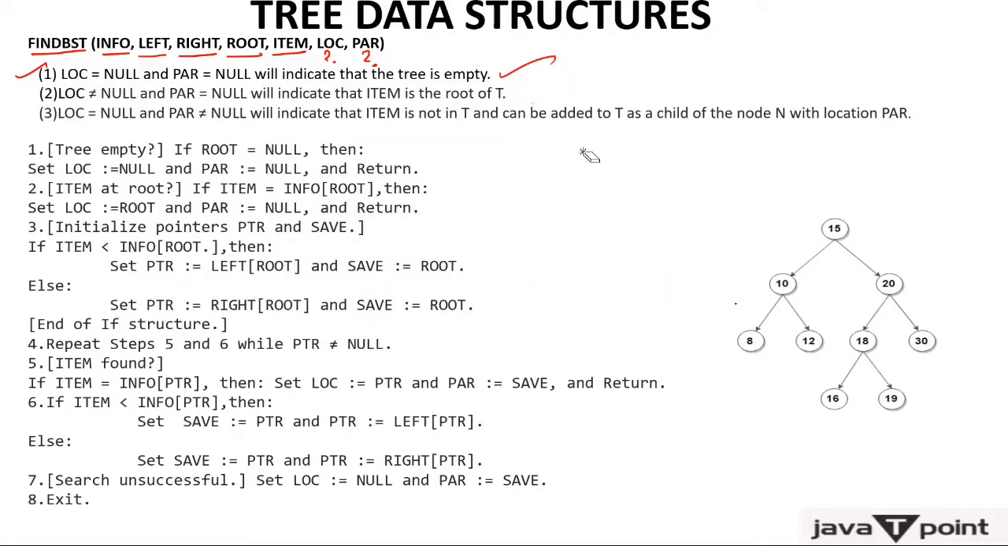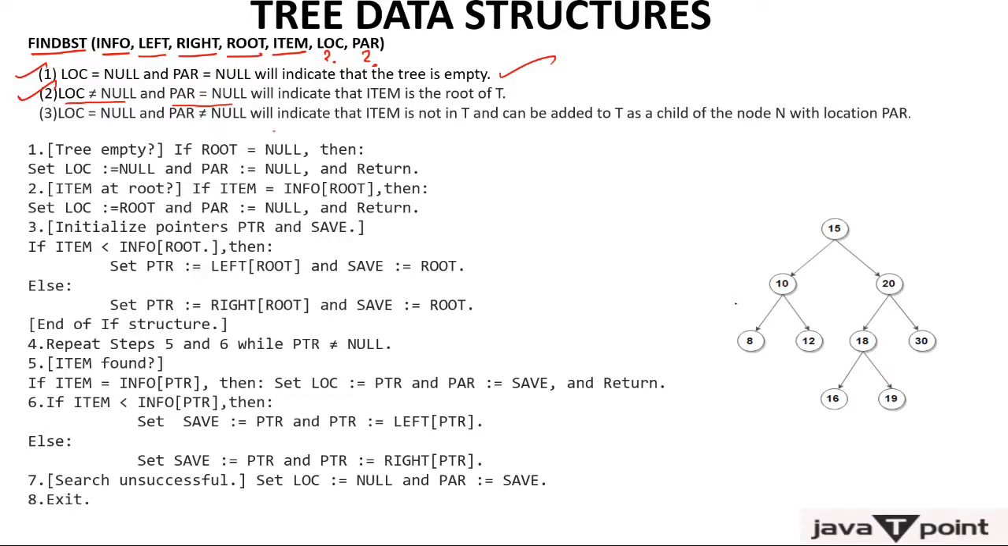Okay. So let's start with the second condition. The second condition says, if location is not null, this means that 100% the element is there. Location is not null means the element is there. But parent is null, what is this? I just told you that the parent always remains. But what is this condition? Location is not null, parent is null.